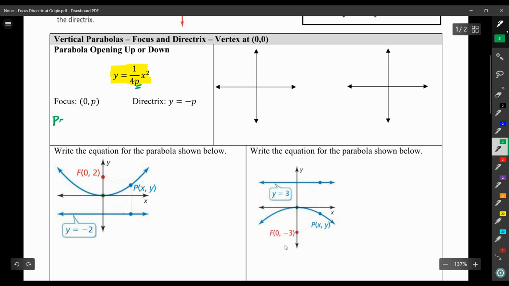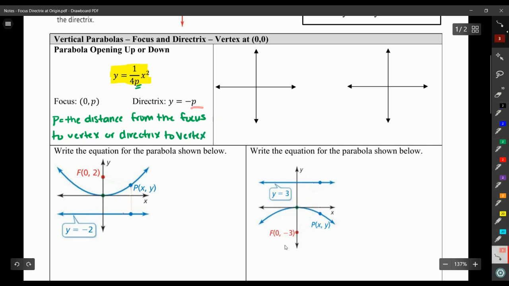So p is the distance from the focus to the vertex, or it can also be described as the distance from the directrix to the vertex. Because remember that the vertex is right directly in the center of the focus and the directrix. Vertex is right in the middle of these two. So whether I count from the focus to the vertex or the directrix to the vertex, the p-value will be the same no matter what.